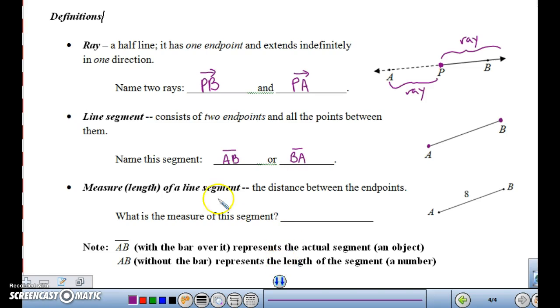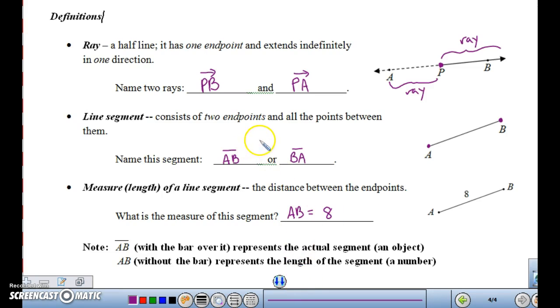Okay, now if you see a segment like this with a number on it, that is asking you to find the measure or length of a line segment. The measure is the distance between the endpoints. The measure of this segment is 8. So to indicate that this is the measure of a segment, we say AB equals 8.